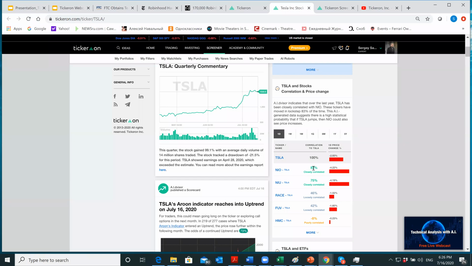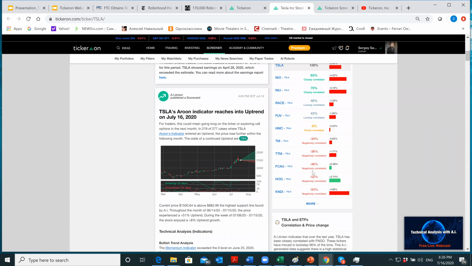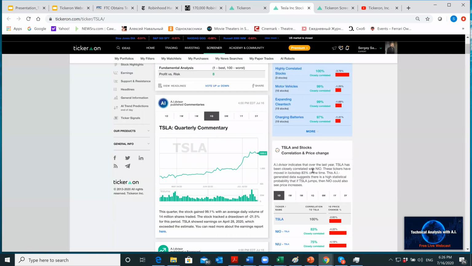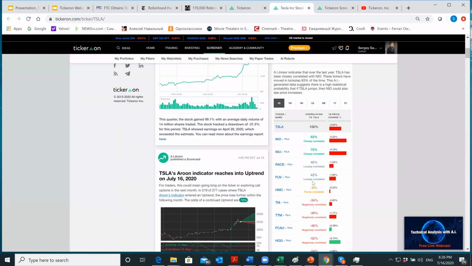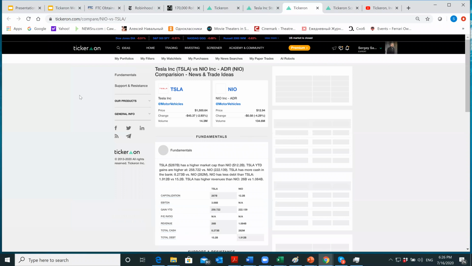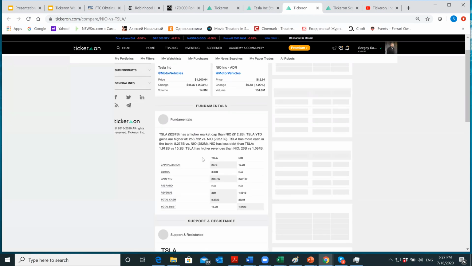And here I don't see a good example of a trade with a pair, and I'm not going to demonstrate that. But if you're interested to compare NIO and Tesla, then you click here, just one click, and you get analysis, Tesla versus NIO, both of them in the motor vehicles, okay? Here is the comparison of the fundamentals, okay?